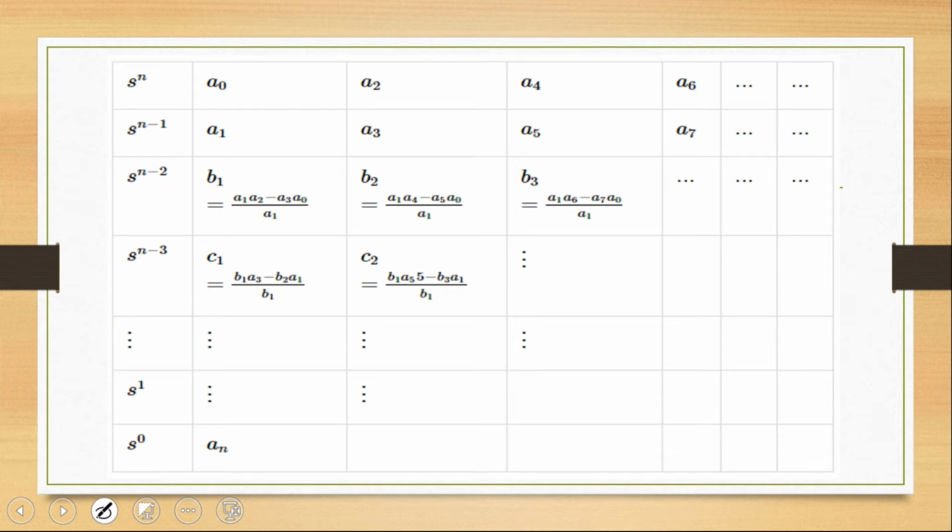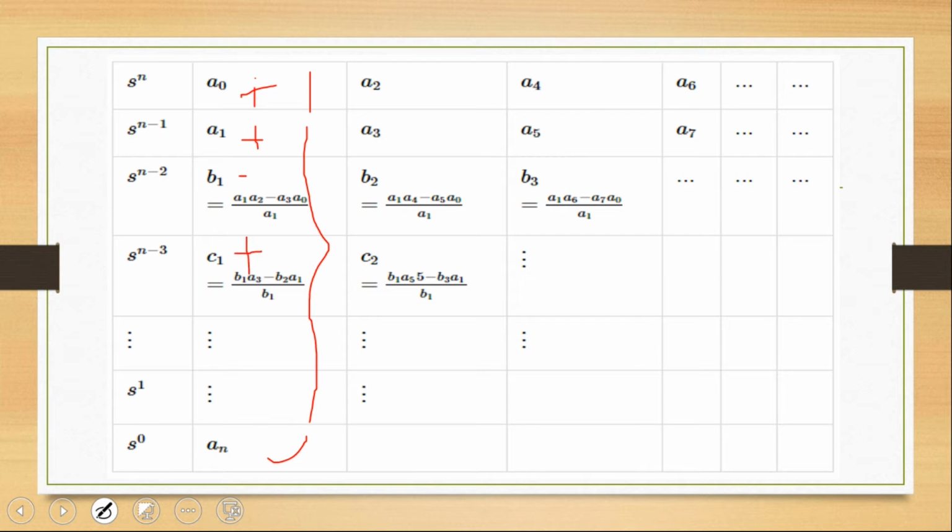So this is the Routh's array. The first column of the Routh's array should be all positive. If this condition is not satisfied, then the system is unstable. Suppose you have a negative sign here: a0 is positive, a1 is also positive, b1 is negative, c1 is positive.